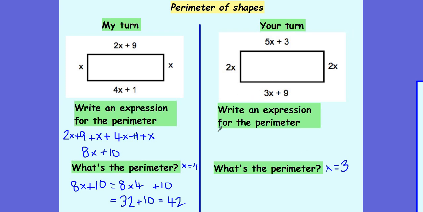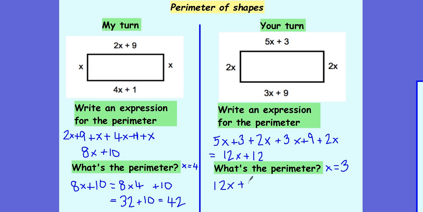So perimeter, we walk across the top. That gives us 5x plus 3. Down the side, add another 2x. Walking across the bottom, I'm adding on 3x plus 9. And up the other side, I'm adding on another 2x. So collecting my like terms, how many x's have I got? 5, 6, 7, 8, 9, 10, 11, 12. I've got 12 x's. And 3 plus 9 gives me 12. So we know the perimeter is 12x plus 12.